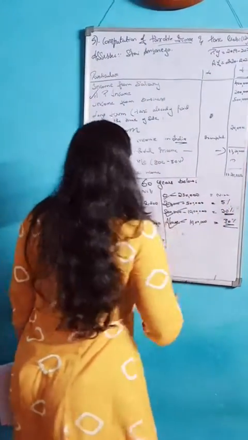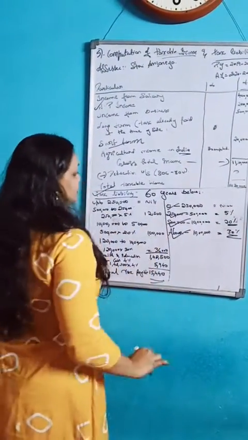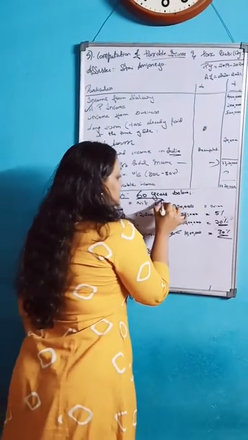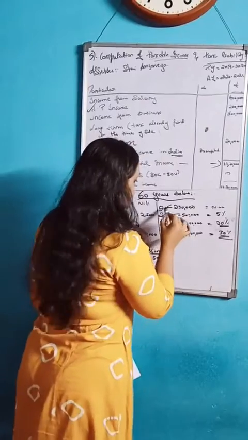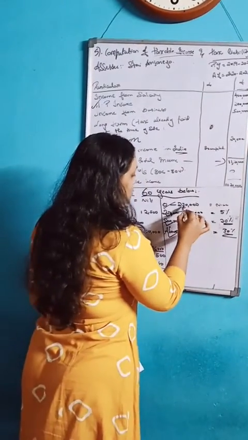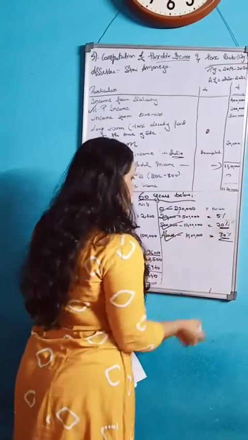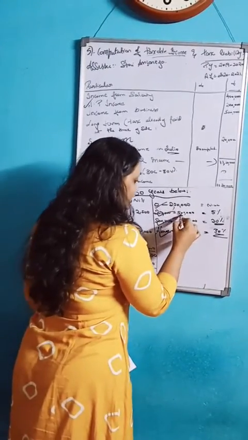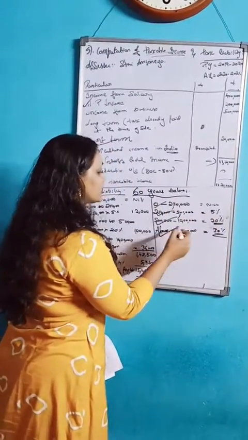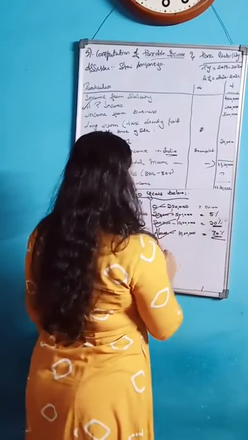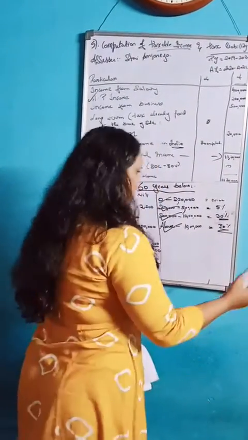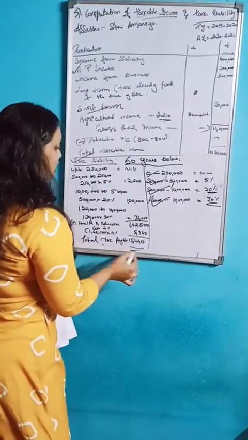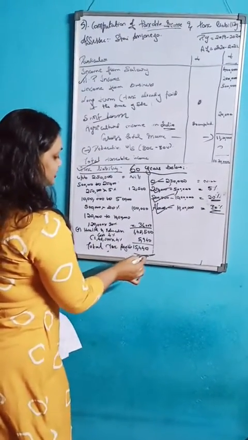And based on this we will calculate the tax liability in case of below 60 years. So for below 60 years, the format is like this: 0 to 2,50,000 is nil, 2,50,000 to 5 lakh is 5%, 5 lakh to 10 lakh is 20%, above 10 lakh is 30%. Okay, then we will calculate like this, and finally your answer will come like this. Okay.